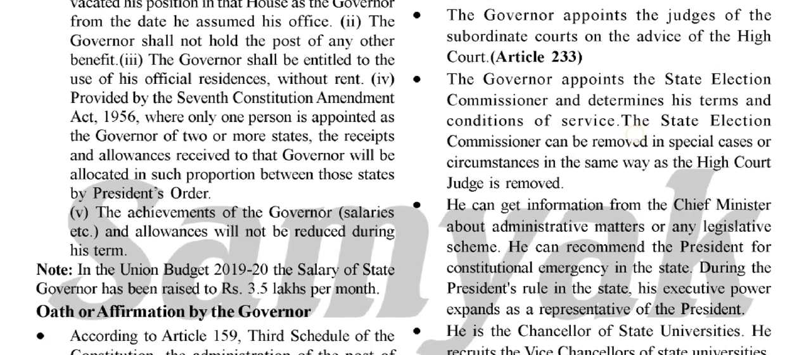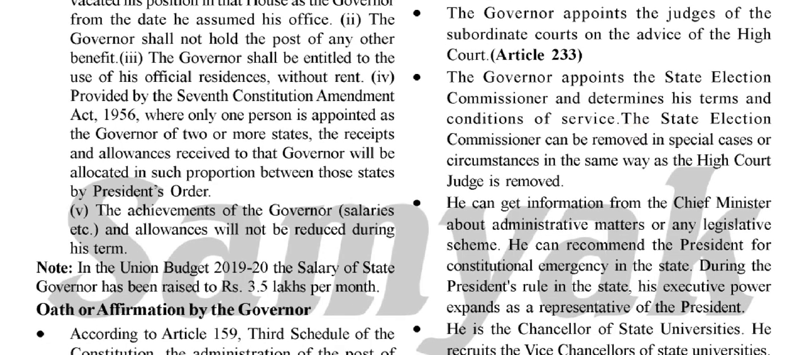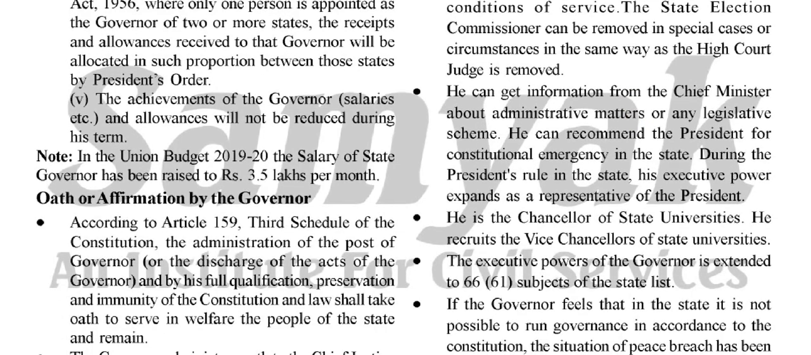Article 233. The governor appoints the state election commissioner and determines his terms and conditions of service. The state election commissioner can be removed in special cases or circumstances in the same way as a high court judge is removed. He can get information from the chief minister about the administrative matters or any legislative schemes. He can recommend to the president the constitutional emergency in the state during the president's rule in the state.